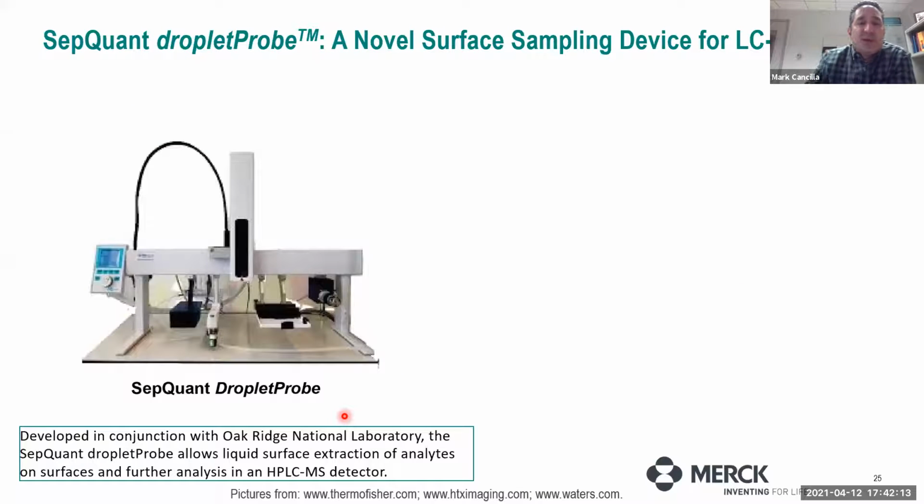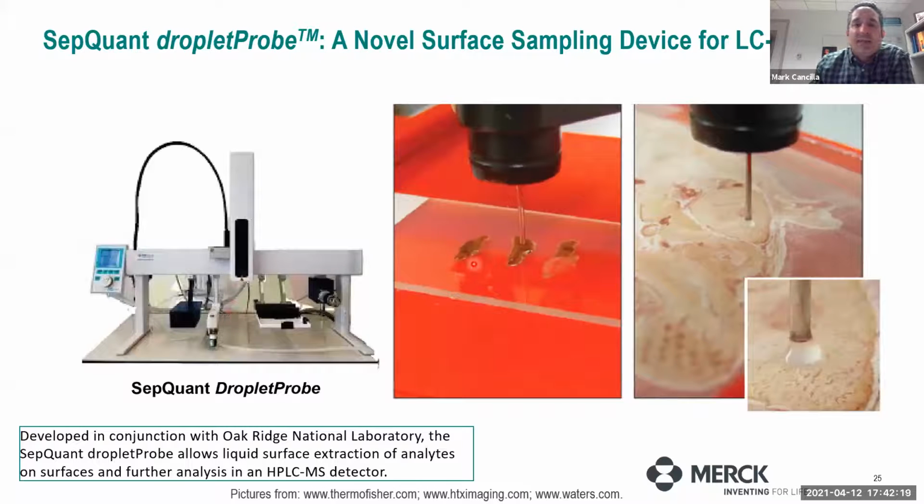So what is the SetQuant dropletProbe? It's really a LEAP autosampler that moves the needle over the tissue of interest, and it hovers right above it. So you calibrate it to be above the tissue section. And then you have a solvent, and it'll just drip down onto the surface of the tissue, and it's doing the extraction, and then it'll plunge up and down about 3 times. So you're not releasing a drop, you're creating a microjunction. So a solvent microjunction between the needle and the tissue, and that's how you're doing the extraction. This is really done in conjunction with Oak Ridge National Laboratories.